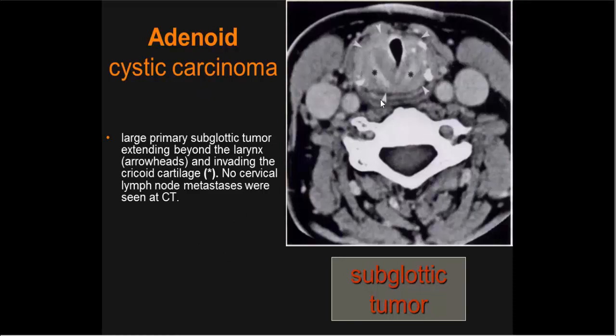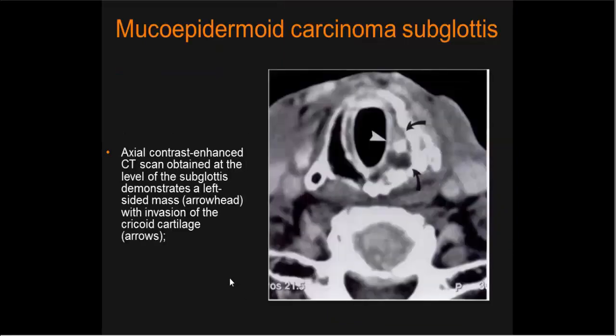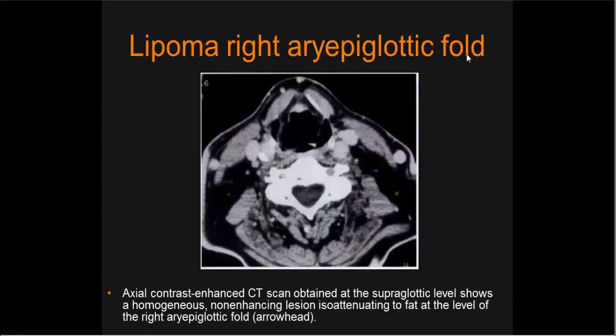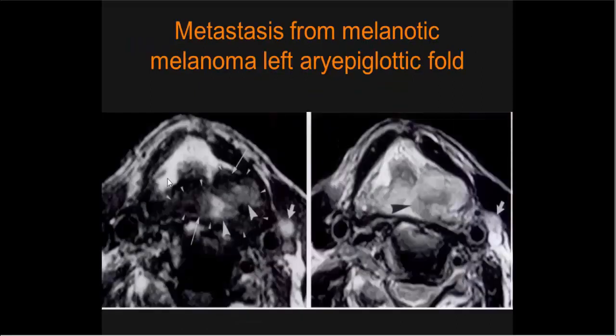invading the cricoid cartilage, with no cervical lymph nodes. Mucoepidermoid carcinoma, subglottic, as we see on axial CT, shows a left-sided mass with invasion of the cricoid cartilage. Adenocarcinoma, glottic adenocarcinoma, and lipoma of the right aryepiglottic fold. Axial contrast enhanced CT shows a homogeneous non-enhancing lesion, iso-attenuating to fat, at the level of the right aryepiglottic fold.